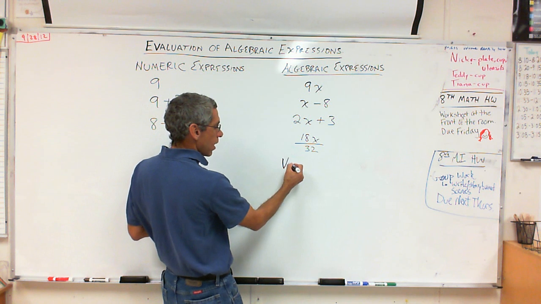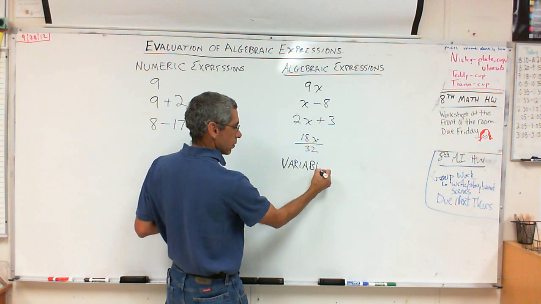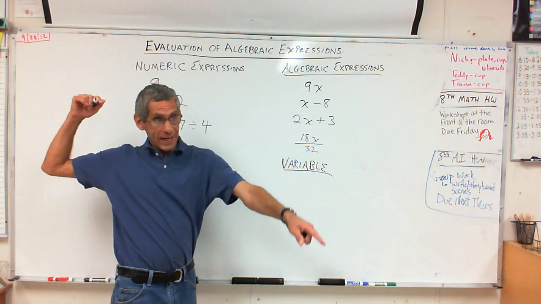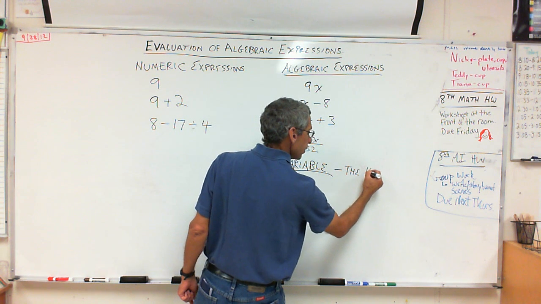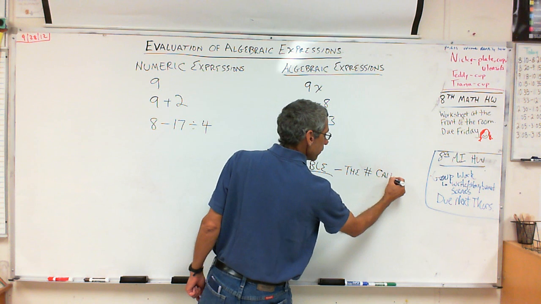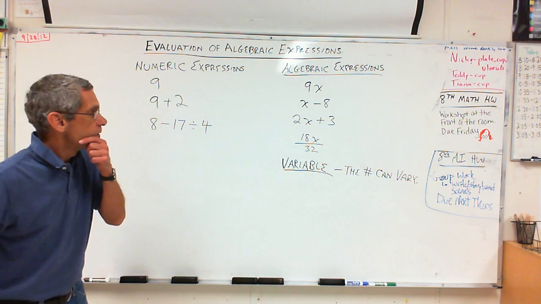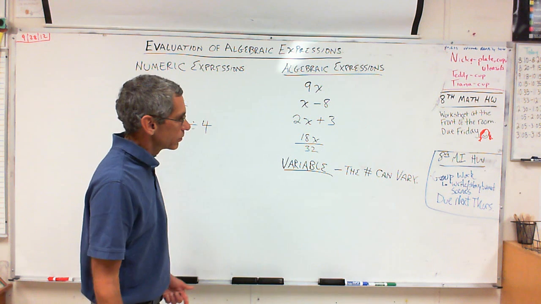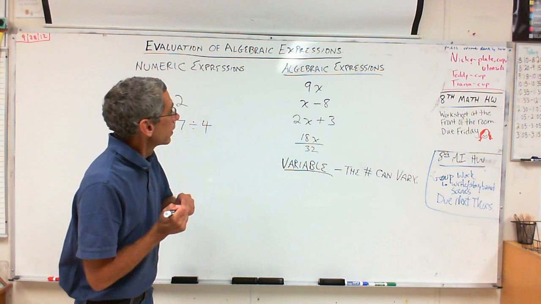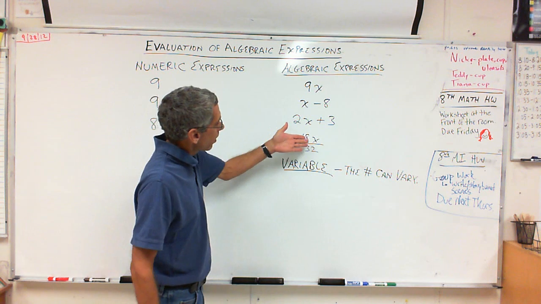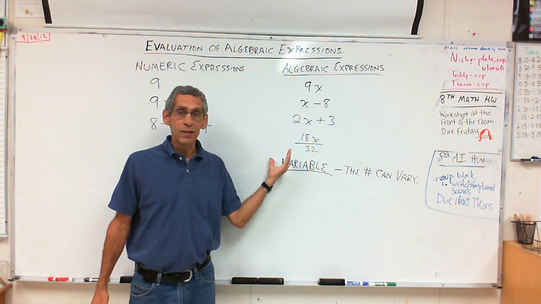Now, does anybody know why you would call it a variable? Because the number can vary. That's right. The number varies, or like the number can vary. That is really right on. The number can vary. Did I spell vary right? Yes, I did. But variables are unknowns, and the numbers can vary. At least they can in expressions.